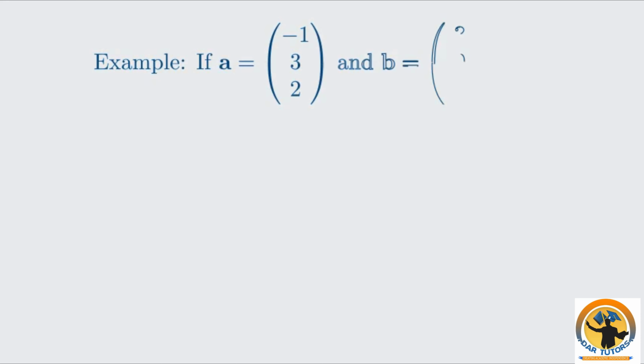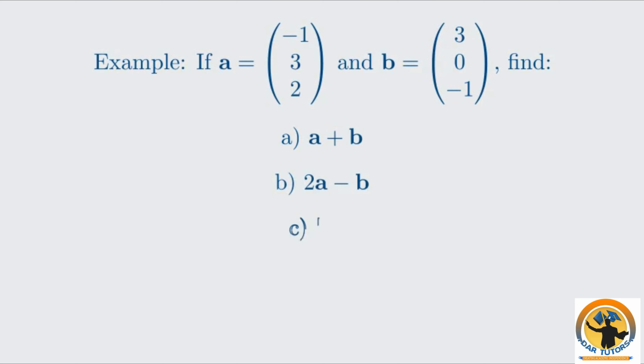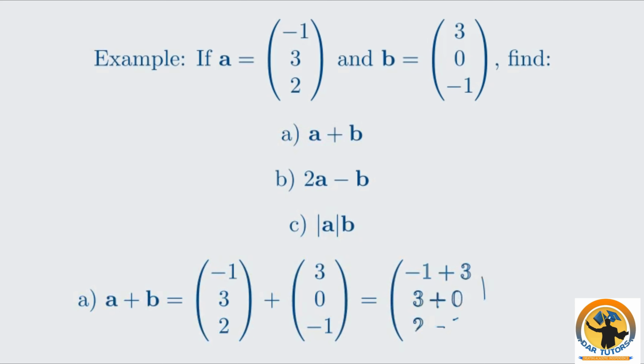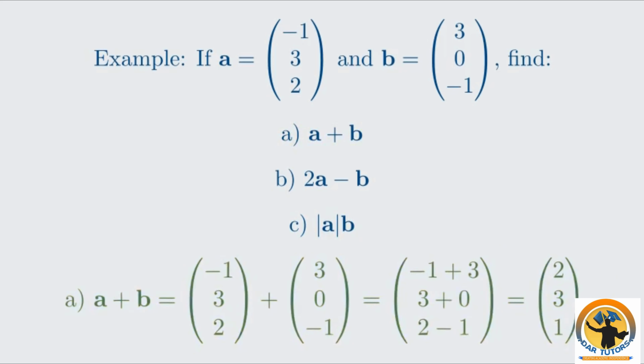Let's apply these rules with a worked example. Given the vectors A equals -1, 3, 2, and B equals 3, 0, -1, we will find A plus B, 2A minus B, and the magnitude of A times B. First, let's find A plus B. We add the corresponding components, -1 plus 3, 3 plus 0, and 2 plus -1. This gives us the vector 2, 3, 1.